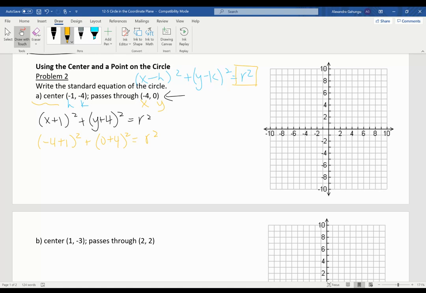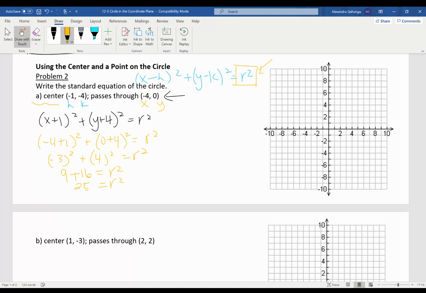So now, once I've plugged in my h and k and my x and y, the only variable I have is r squared, which is the radius that I was looking for initially. So -4 plus 1, so it's -3 squared plus 4 squared equals r squared. And I've got to figure out what this radius squared is going to be. So it's 9 plus 16. So r squared is 25.